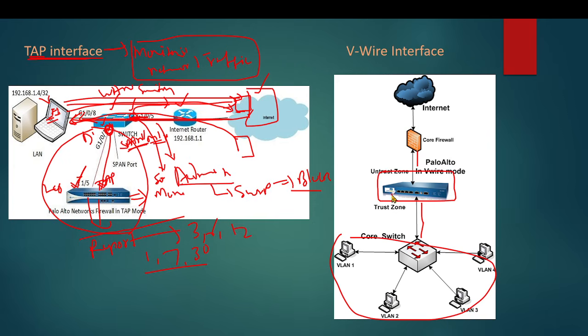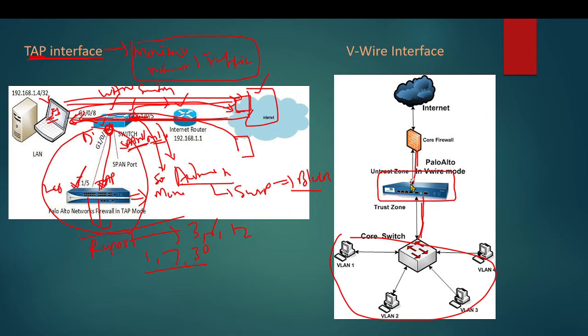Okay, now he is going to install this. He is going to install the firewall, and the interface that is on the switch is connected to one interface of the firewall, and the other interface of the firewall is connecting to the core firewall or any other core router that is available.